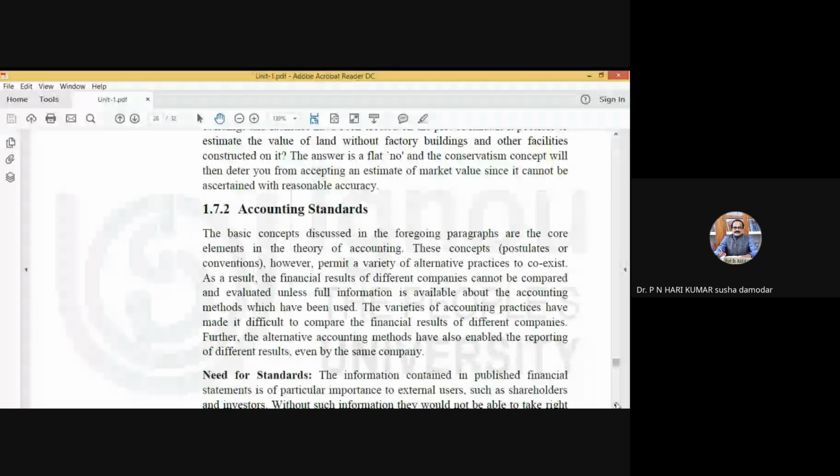Accounting standards. There is a standard for the preparation of accounting information. We have certain books of accounts to be prepared in the accounting system. So there must be certain accounting standards by which we complete our books of accounts.